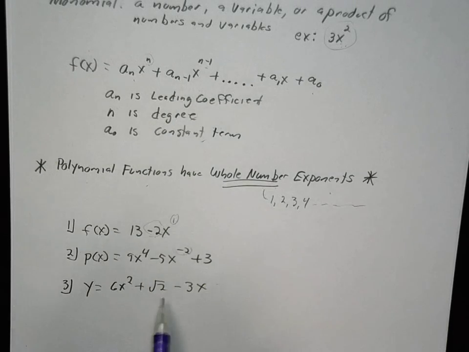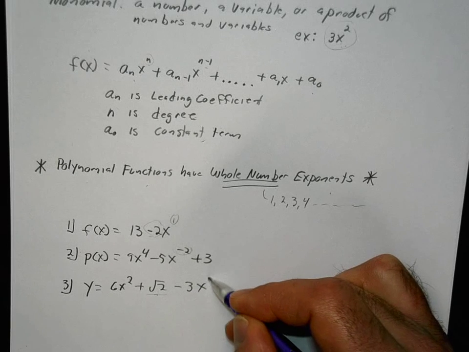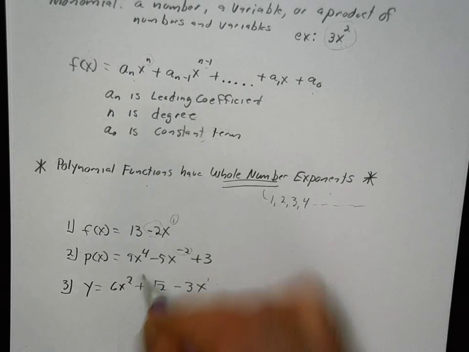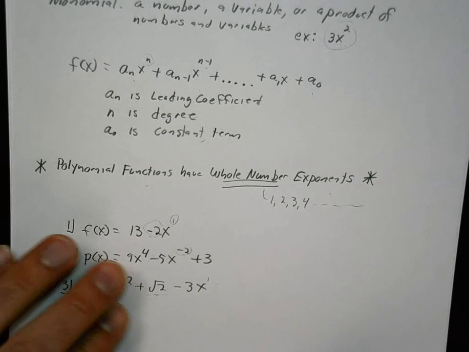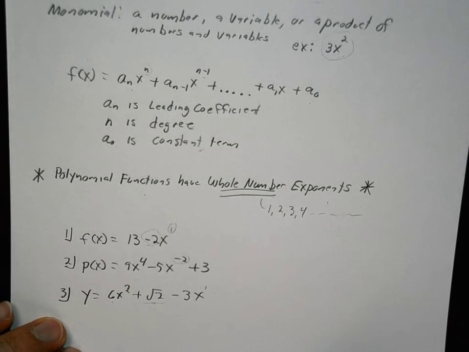Even though the constant term is not a whole number, that's okay. It's the exponents. So we got a squared and a 1 power. So this is a degree 2. It's quadratic. Leading coefficient is 6. Okay, so we were able to identify polynomial functions.